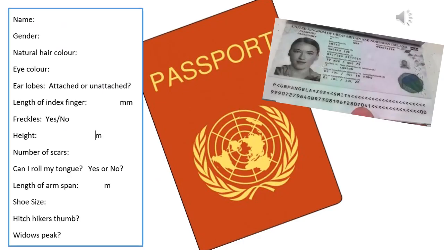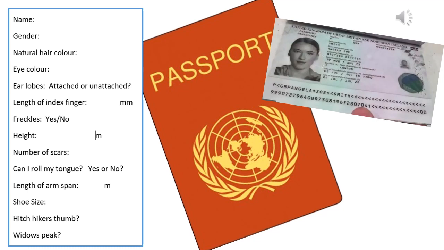Okay, well done, Year 8. This is your last task of this lesson. What you're going to be doing is making yourself a passport. Now, a passport's really important. It's got a lot of identifying information on there. And you're going to make yourself a passport all about your own variation.